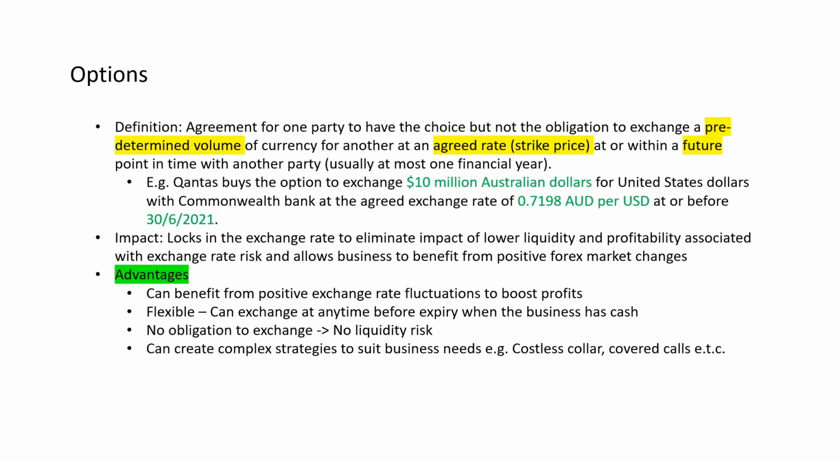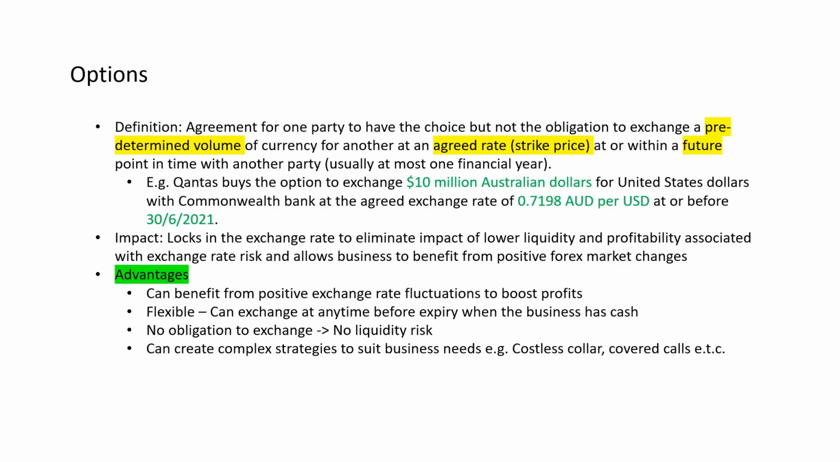The third advantage of options is that also you have no obligation to exchange. So you don't have the liquidity risk that we have with a forward exchange contract. Fourthly, with options, you can also create complex strategies that can suit your business's needs, like the costless collar or covered calls. And there's a bunch more that you can search up on like Investopedia, but I won't be covering them here because this isn't covered as part of the business studies syllabus.